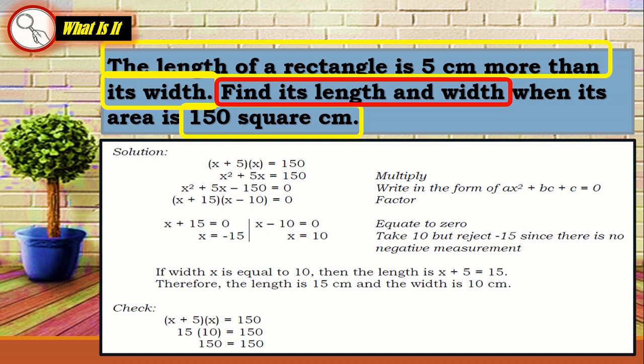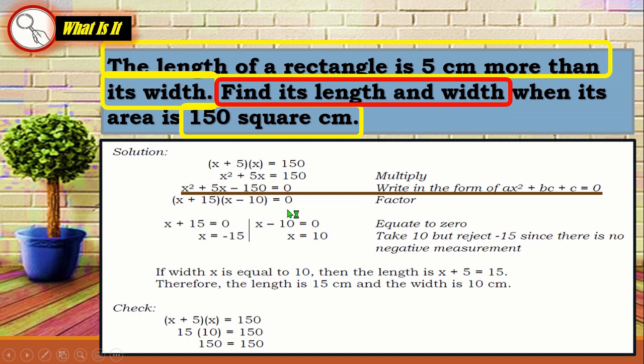Now, distributing the value of our x to x and 5, we have x squared plus 5x is equal to 150. And then, writing in the standard form, we have x squared plus 5x minus 150 is equal to 0.